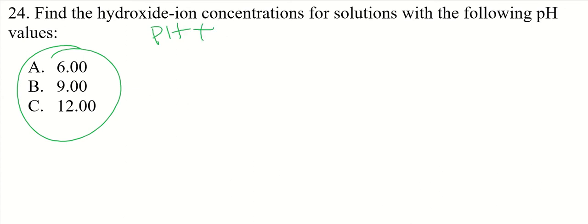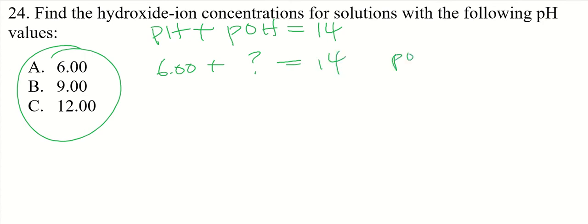We know that pH plus pOH equals 14 at 25 degrees Celsius. 6.00 plus what number? We're looking for pOH because it's asking us for the OH concentration, is going to equal 14. We know pOH is equal to 8.00, right? Because 8 plus 6 is 14.